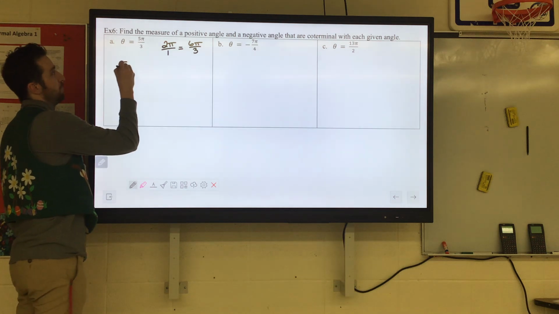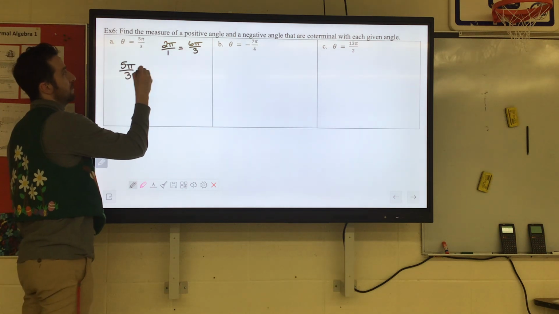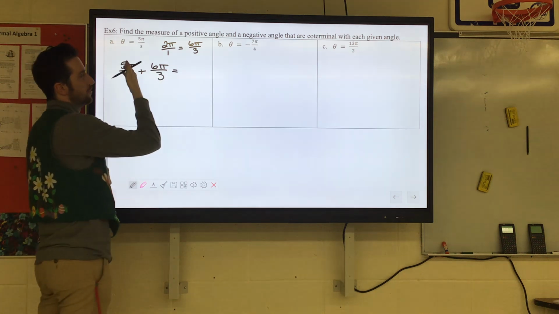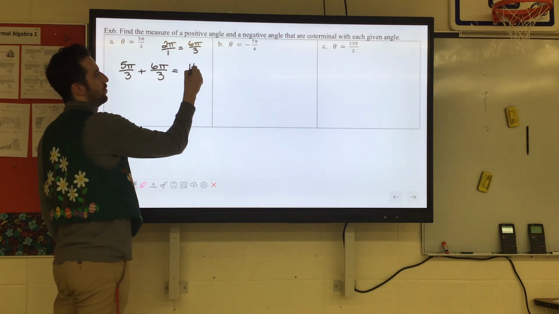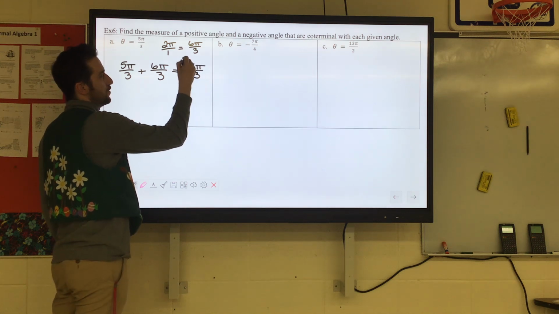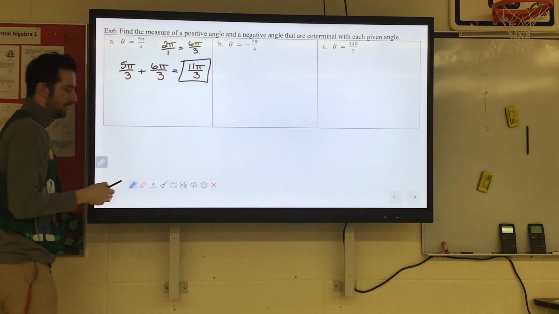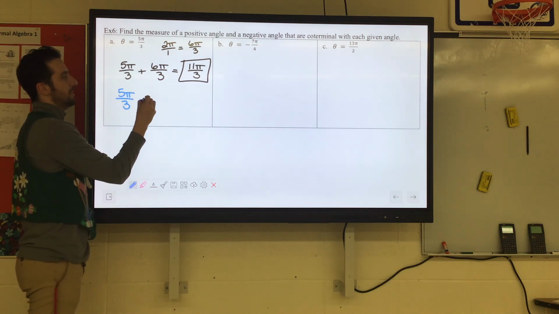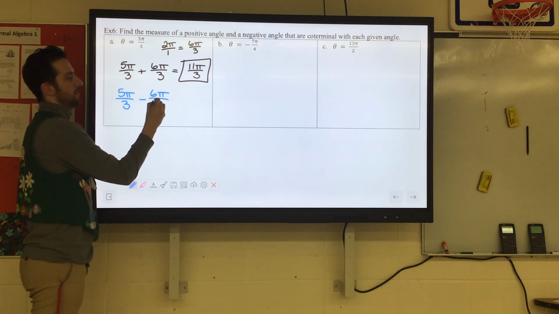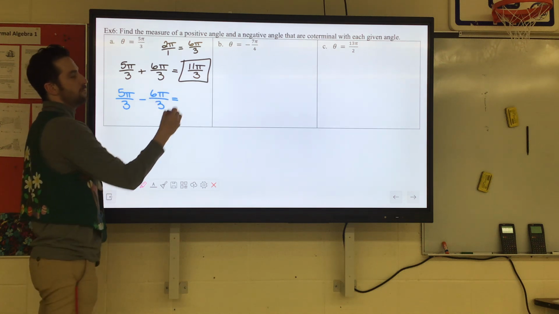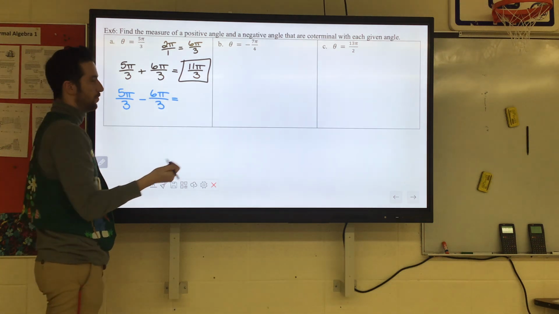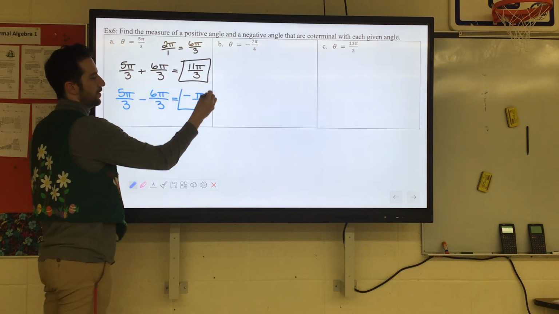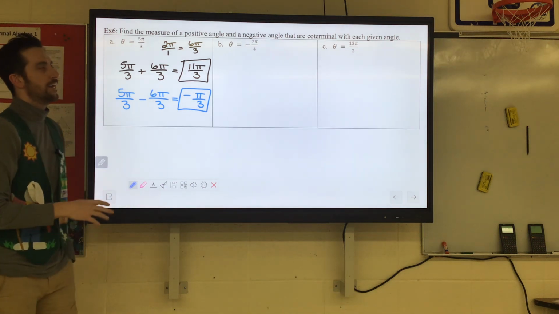So if we do 5 pi over 3 plus 6 pi over 3, they're both thirds, so we just have to do 5 plus 6. It'd be 11 pi over 3. There's a positive coterminal angle. Now let's subtract a rotation. 5 pi over 3 minus 6 pi over 3. That would give you negative 1 pi over 3. You don't write negative 1 pi. You're cooler than that. You just write negative pi over 3. Cool. So we're adding rotations.